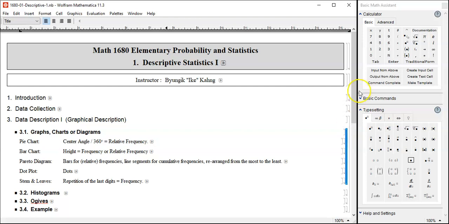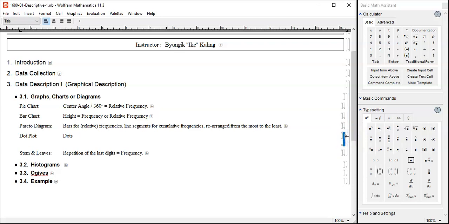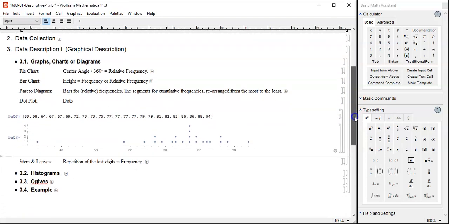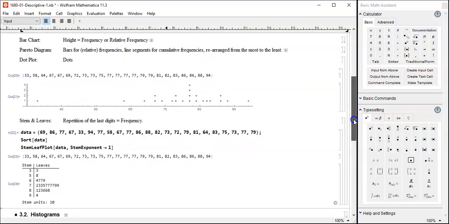Previously we studied some graphical presentation of data, and then we went through pie chart, bar chart, Pareto diagram, which are not that important, but these two are important: dot plot and stem and leaf display. The reason they were important, because just by looking at those charts you can retrieve the entire data set. That's why they were important.